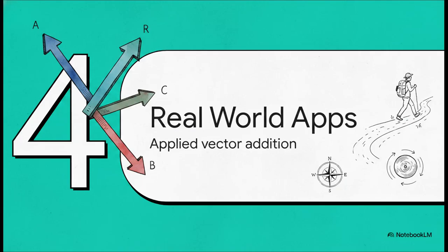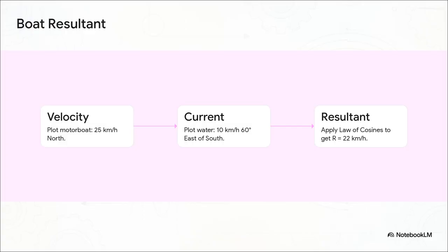Section 4, Real-World Applications. Let's take this math out of the classroom. Let's go right back to that boat from the beginning of our explainer. We've got a motorboat with a velocity vector of 25 kilometers per hour heading due north. But the river current is giving us a second vector, 10 kilometers per hour at 60 degrees east of south. By setting these tails at a common origin, sketching the parallelogram, and running it through that law of cosines we just talked about, we calculate a resultant velocity of exactly 22 kilometers per hour. We've literally just mapped its true, real-world displacement path.